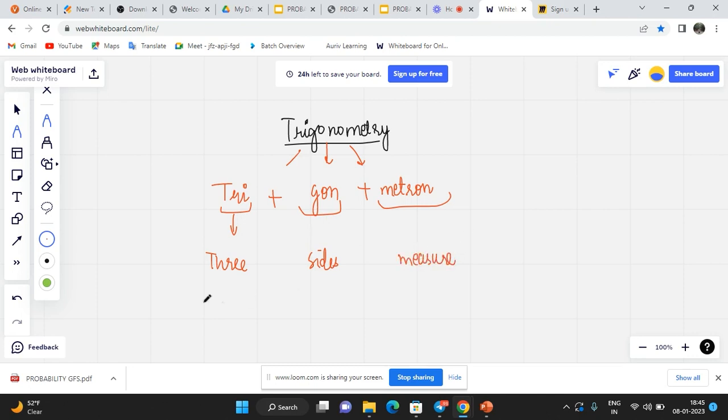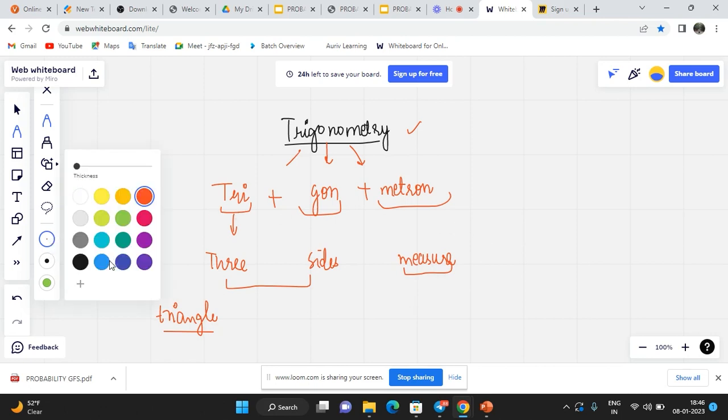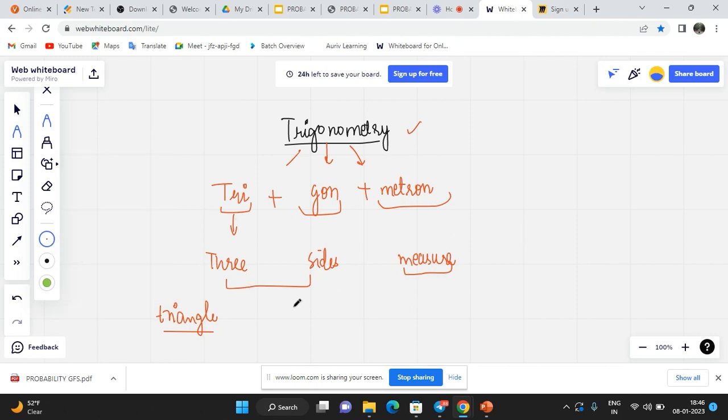Basically, in this chapter on trigonometry, we will study, now see, which figure or polygon has three sides. If I ask which figure has three sides, you will understand it is a triangle. So we will study the measurements related to a triangle in this chapter. Trigonometry is basically the measurement of the sides, and also the angles, of a triangle.